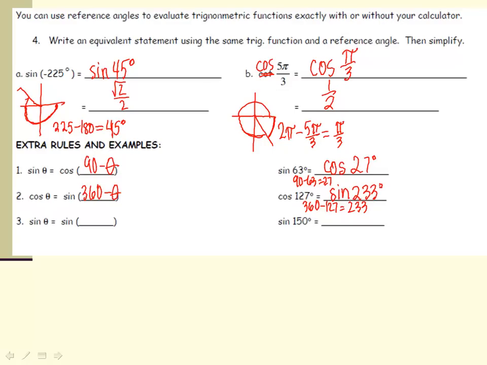And lastly, the sine of an angle is the same as the sine of 180 minus that angle. So for the sine of 150, 180 minus 150 is 30. So the sine of 150 is the same as the sine of 30.